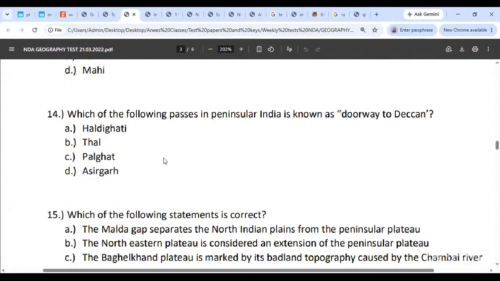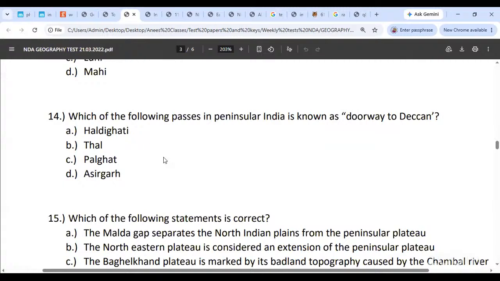Tell me this one: which of the following passes in Peninsular India is known as the doorway to Deccan? Haldighati, Thalghat, Palghat, Asirgarh. Asirgarh. We are talking about Asirgarh. Doorway to Deccan has to be in the middle, na? It should be in the middle of central India, I believe.